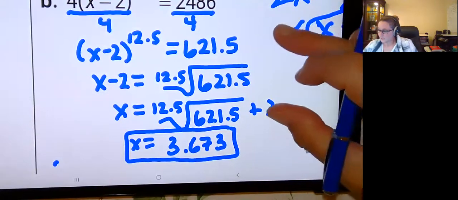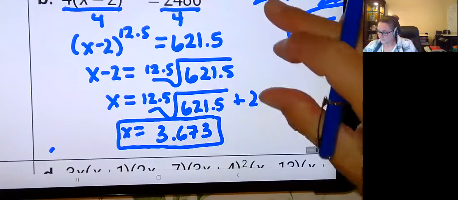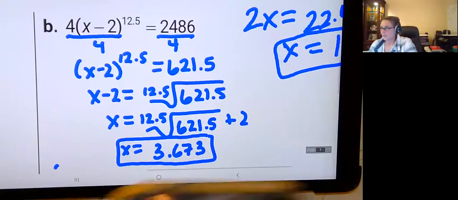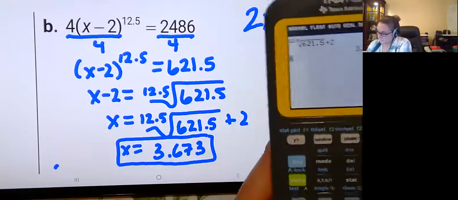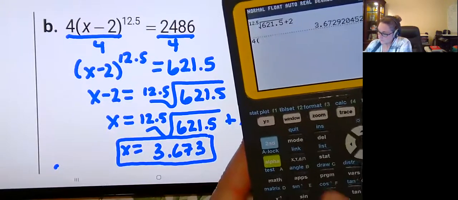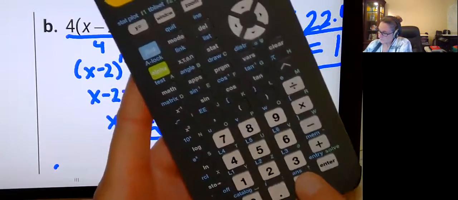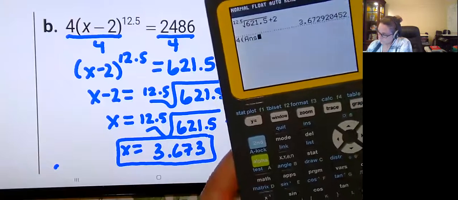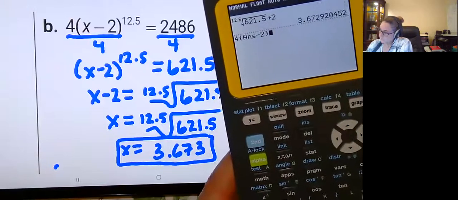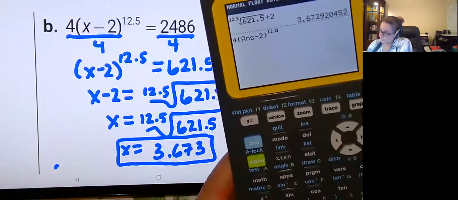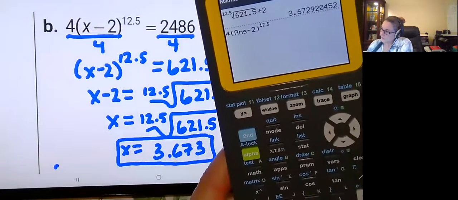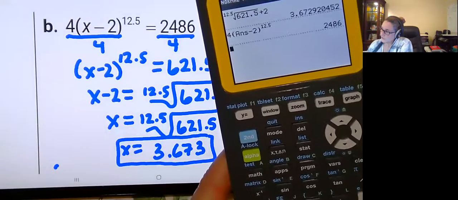Now again, if I want to check it, I can check it. I'm going to go 4 times, and again, I'm going to hit the blue and the negative sign for answer. I'm going to take that answer, minus 2, close my parentheses, raise to the 12.5, and I should get 2,486, and I do.